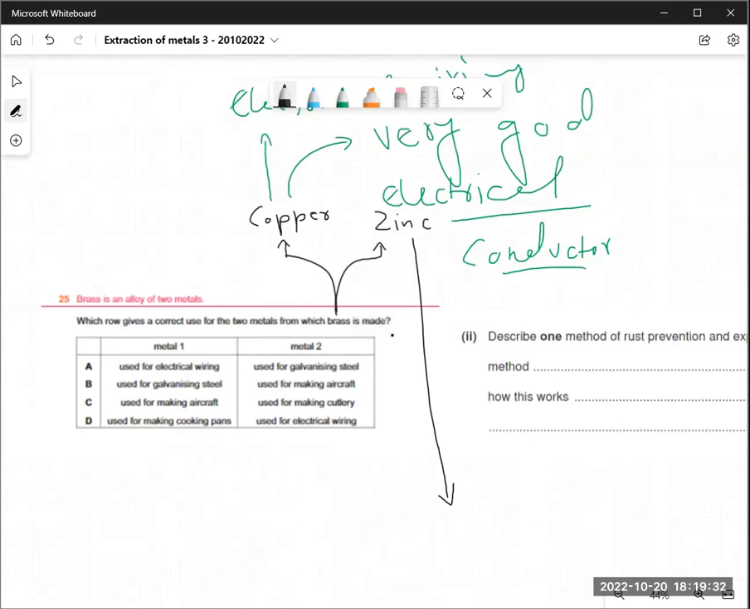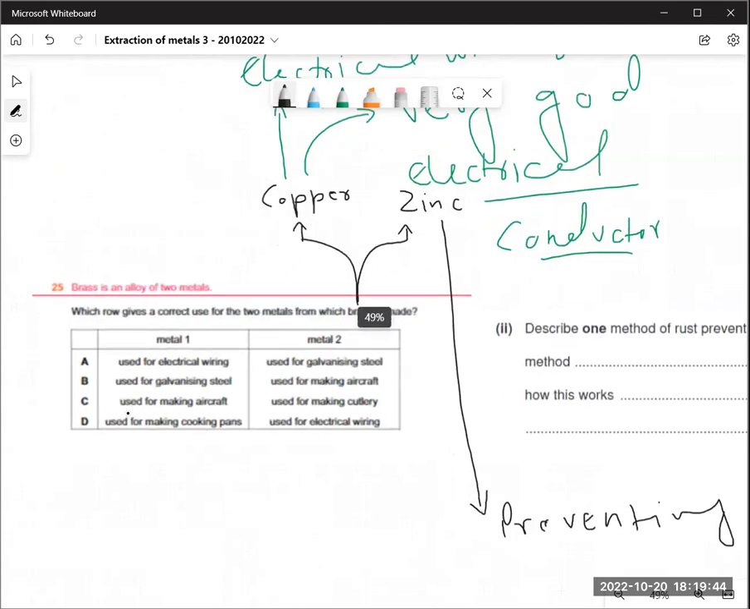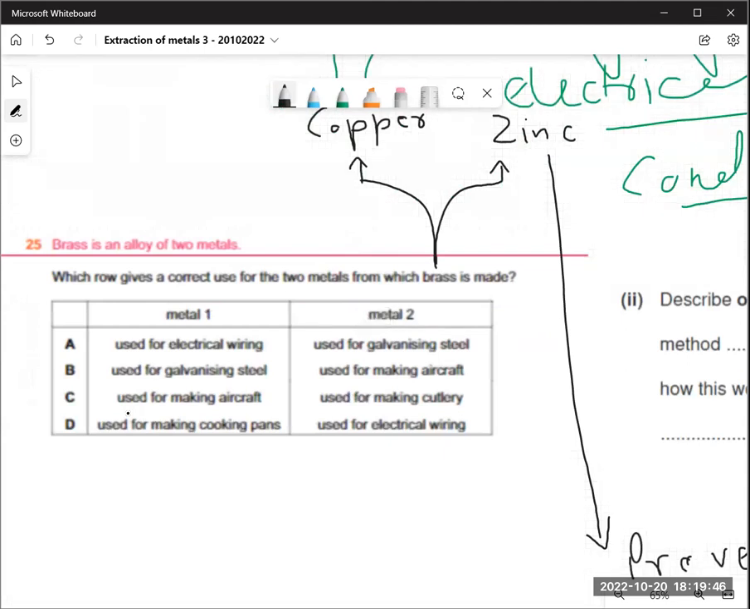Safa, why do we use zinc, or where do we use zinc? For preventing corrosion. Okay. Now, what is this process called? When you use zinc for preventing corrosion, it is galvanizing. So, what do you think is the correct option? A. Correct option is A.